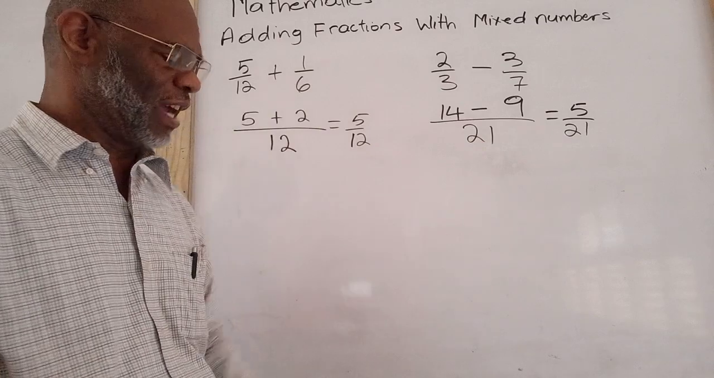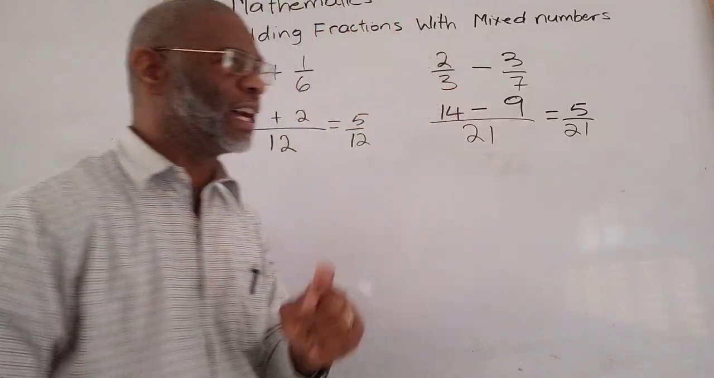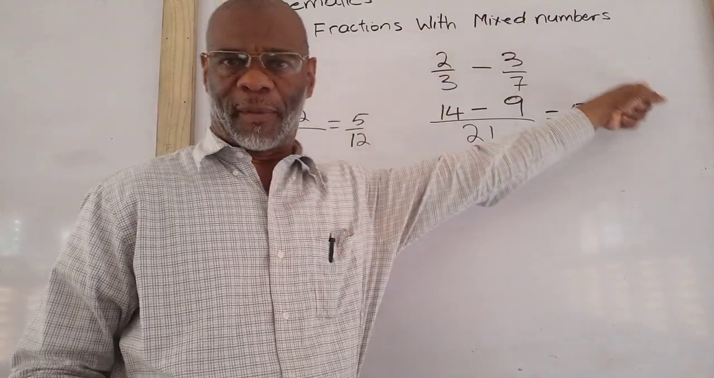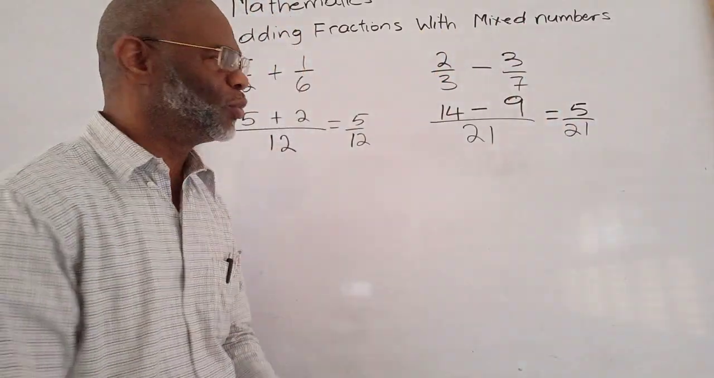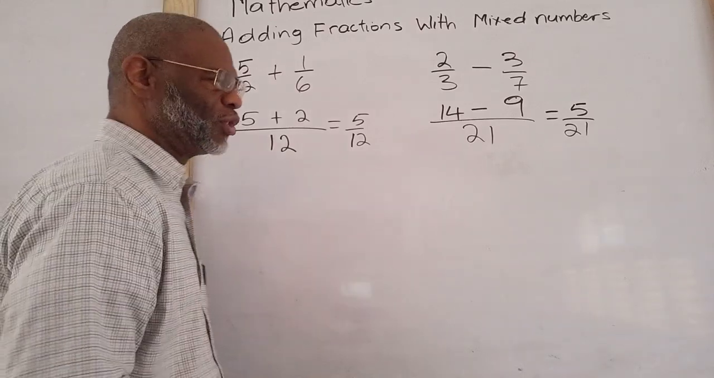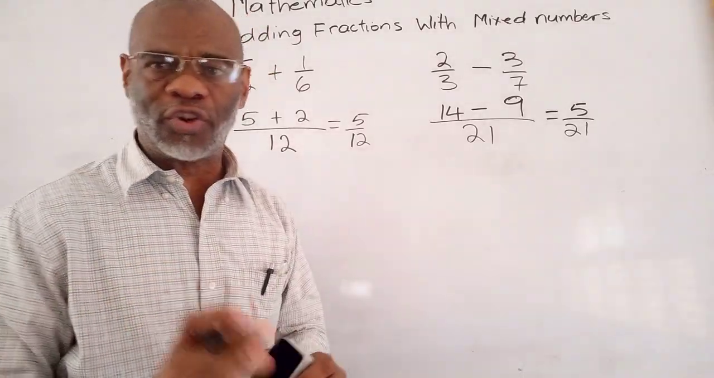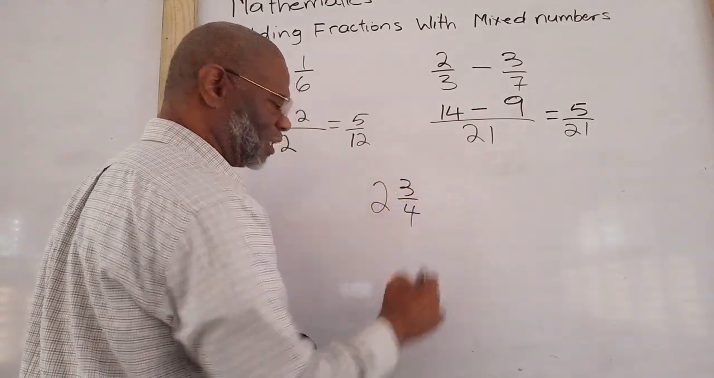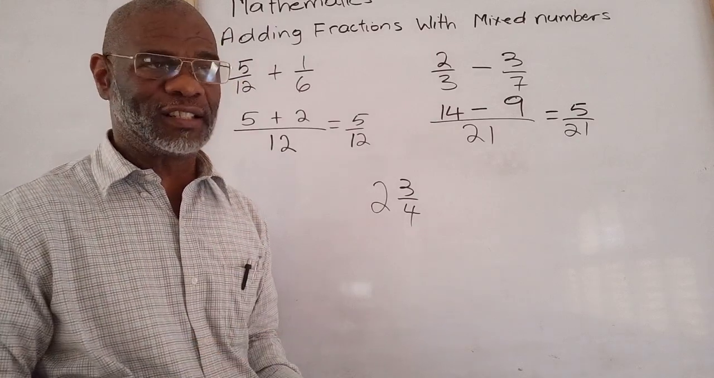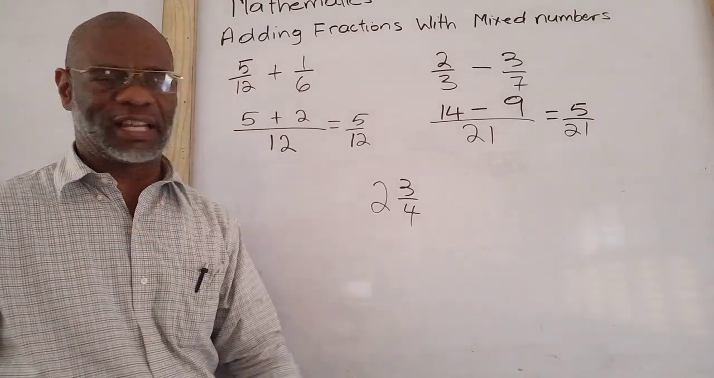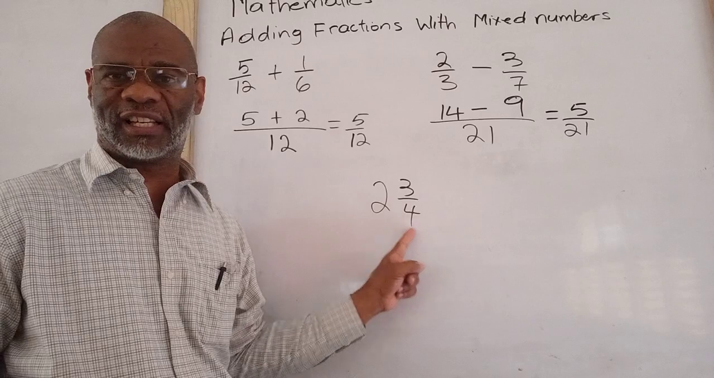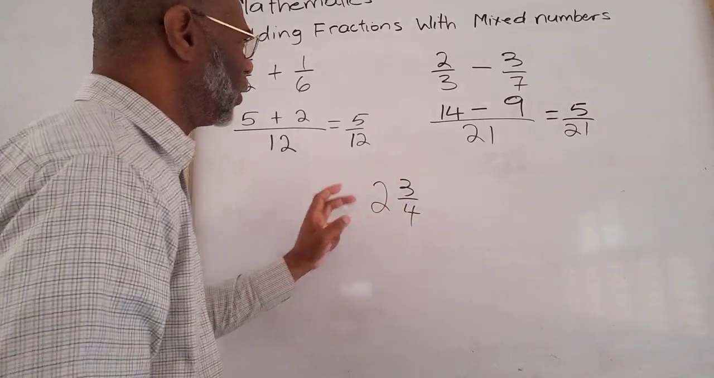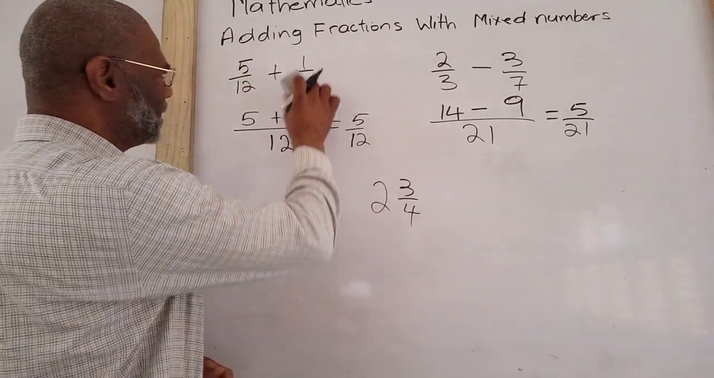Just to recap. Now what we're going to be looking at in this session is adding fractions with mixed numbers. A mixed number is a fraction along with a whole number. So this, 2 and 3/4, is a mixed number, because it has a whole number and it also has a fraction. So we are going to be looking at adding fractions with mixed numbers.